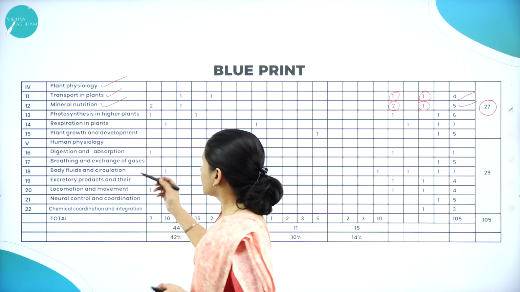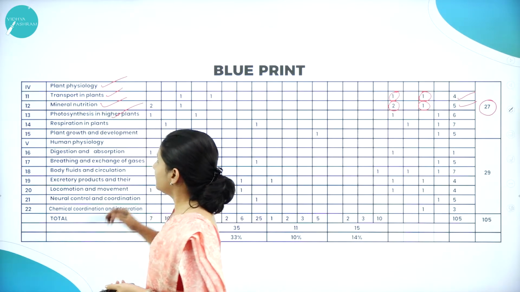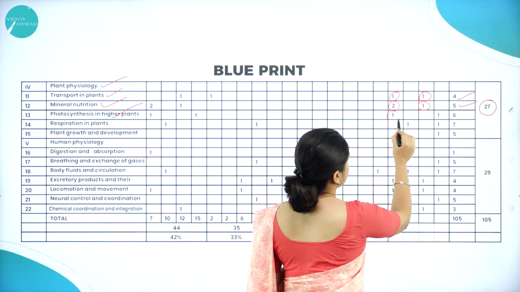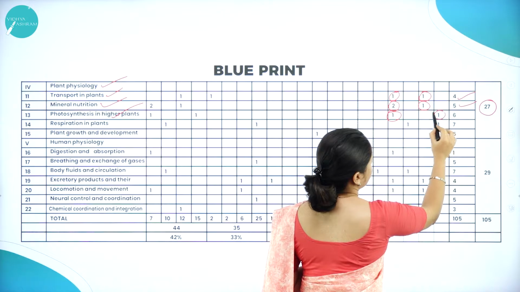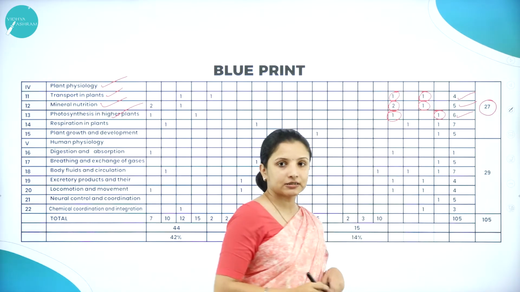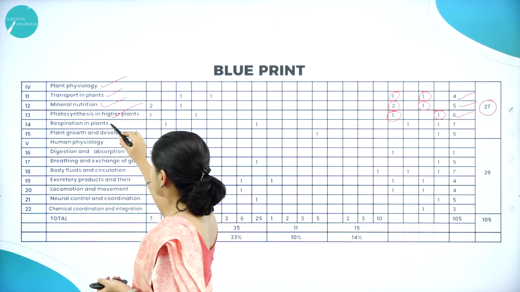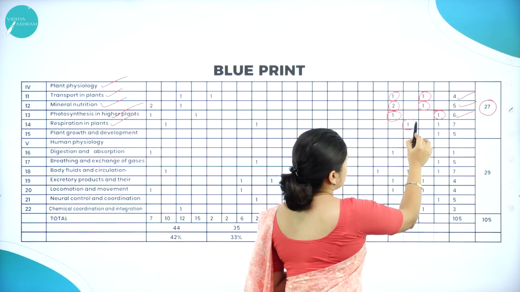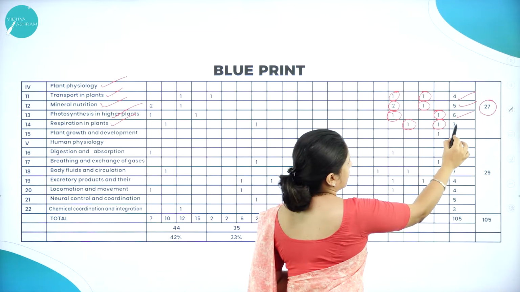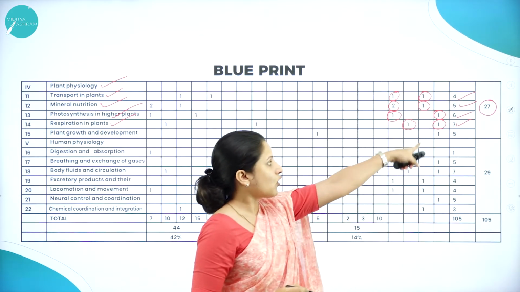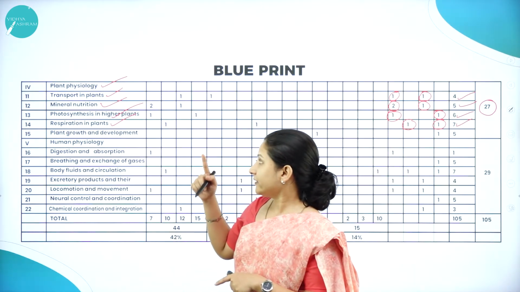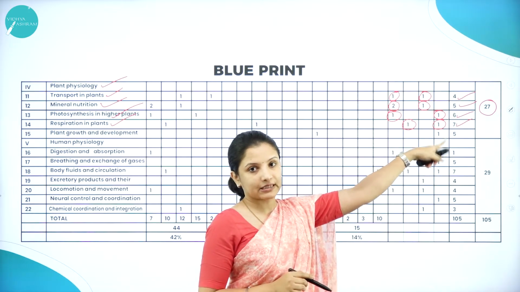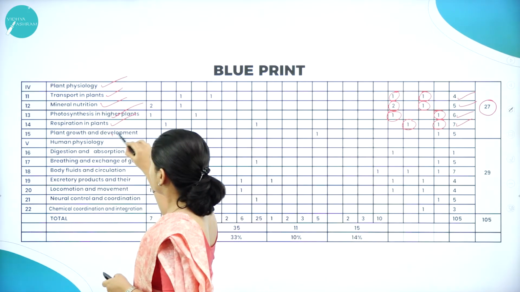So next, moving on to photosynthesis in higher plants. For photosynthesis in higher plants, they usually ask 1 question for 1 mark and 1 question for 5 marks. Therefore, it carries 6 marks. And next, moving on to respiration in plants, it is 1 question for 2 marks and 1 question for 5 marks. Therefore, 7 marks. So among all these under unit 5, respiration in plants carries the maximum marks, that is 7 marks.